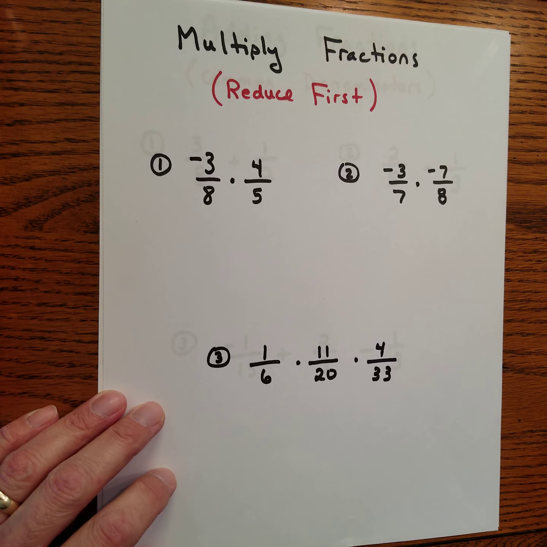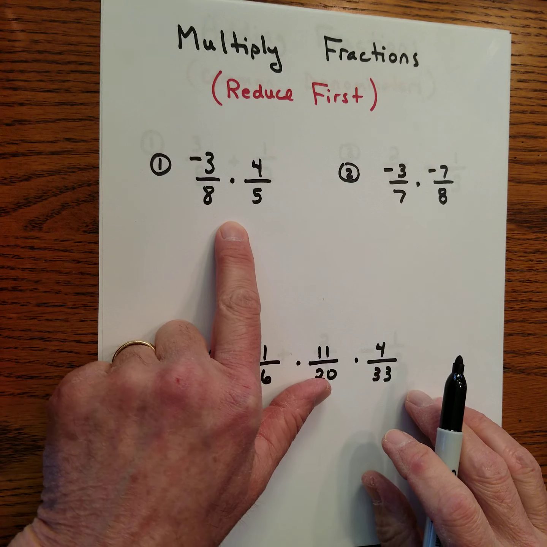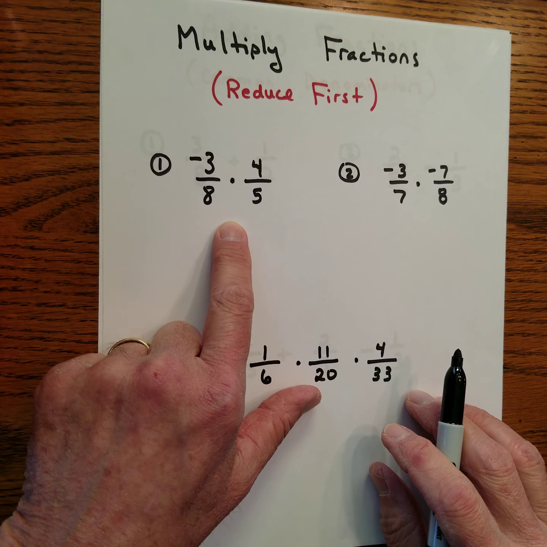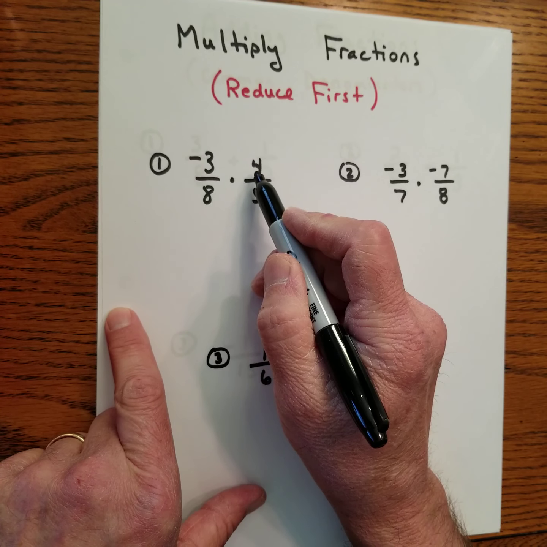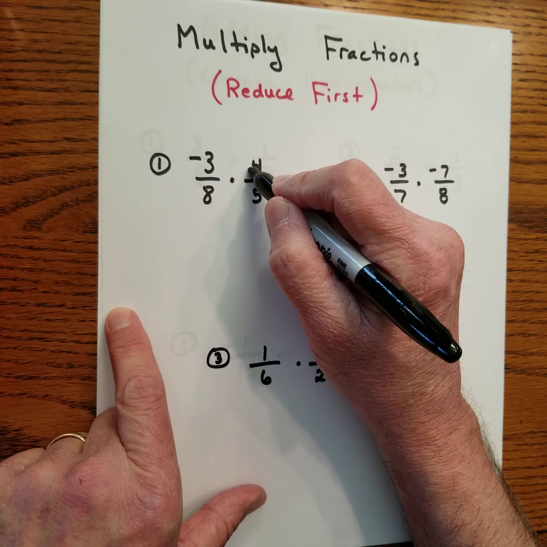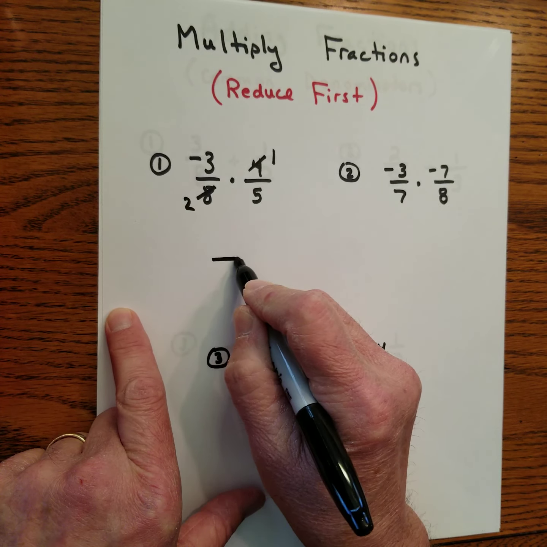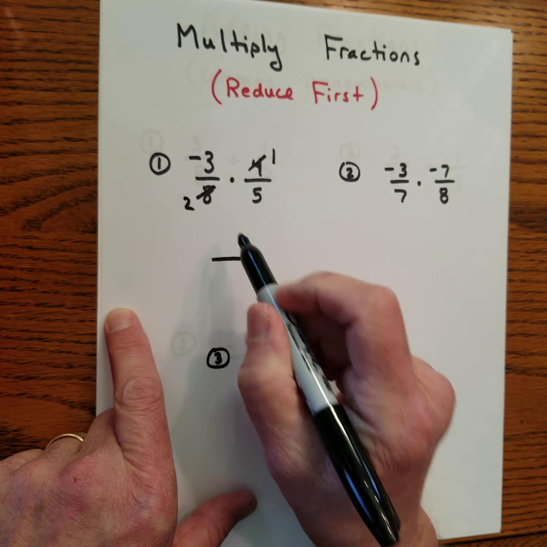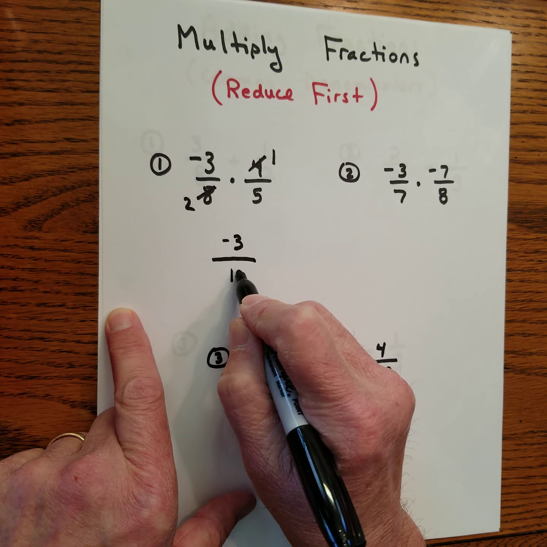We'll start with multiplying, and you know that when we multiply fractions, we like to reduce first. Let's multiply these fractions together. But before we do, look for things that reduce. I'm noticing the 4 and the 8. Those are both divisible by 4. We'll divide by 4 and divide by 4. Then you multiply the tops and multiply the bottoms. Negative 3 times 1 is negative 3. 2 times 5 is 10.